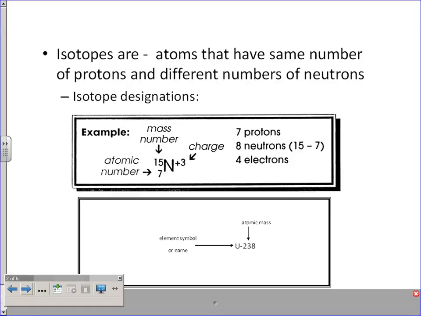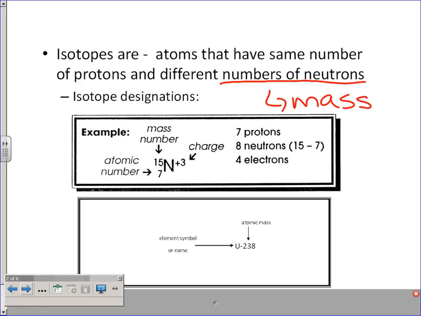Now we have these things called isotopes. Isotopes are atoms that have the same number of protons and different number of neutrons, and this different number of neutrons will affect the mass. So it's not going to affect the charge. The charge is only affected if I manipulate the number of electrons. What this is going to change is the mass number of the element.